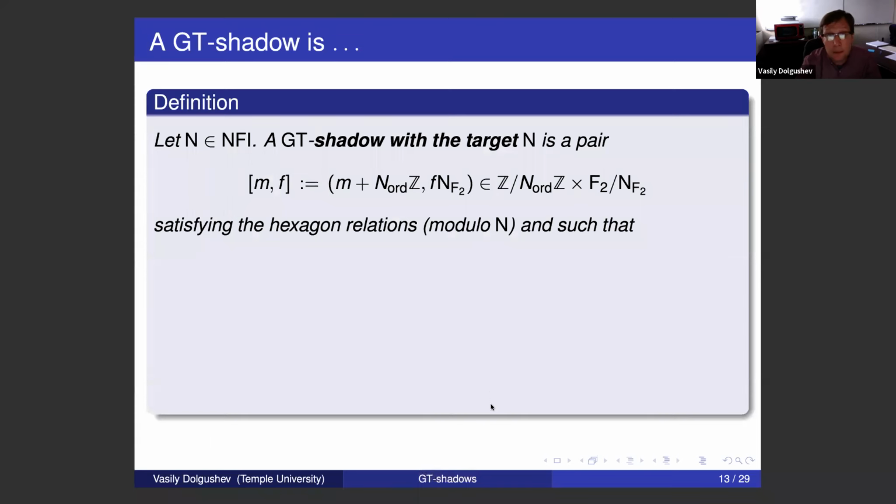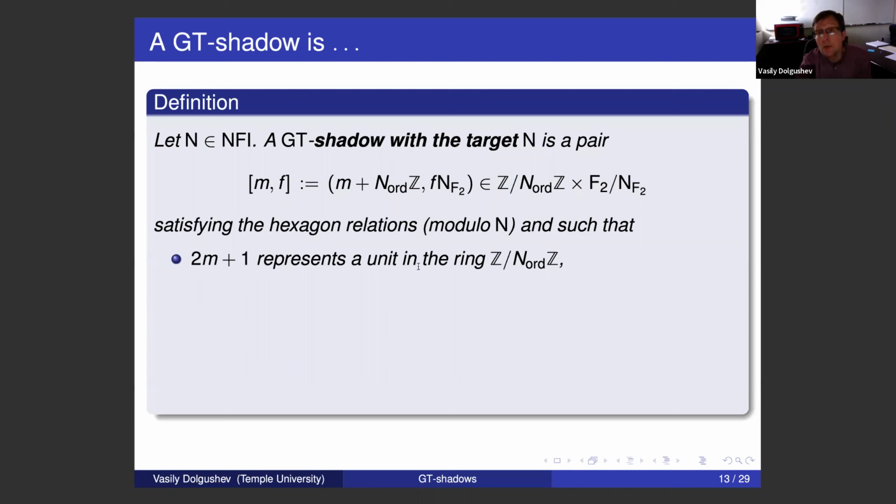And then finally, we can define a GT shadow with a target N. Given N, remember N is a normal subgroup of finite index in B3 that sits inside PB3. And the GT shadow with the target N is a pair like this: an integer, an element of this quotient ring, and this coset, satisfying the hexagon relations and the following conditions.